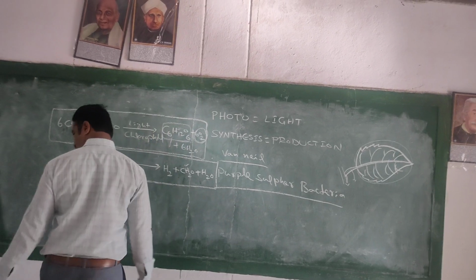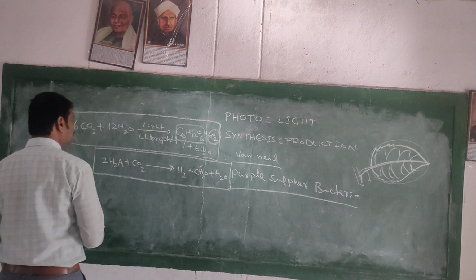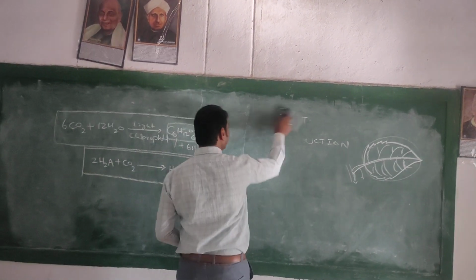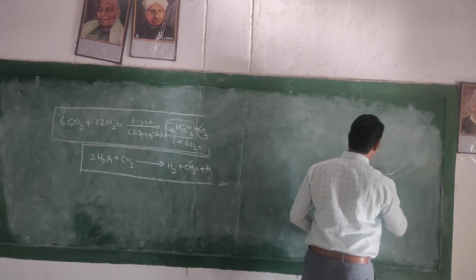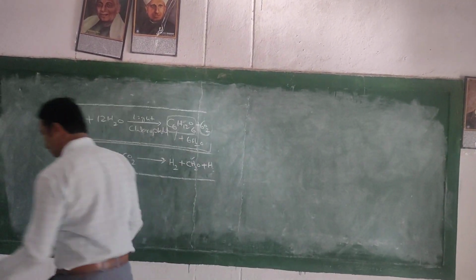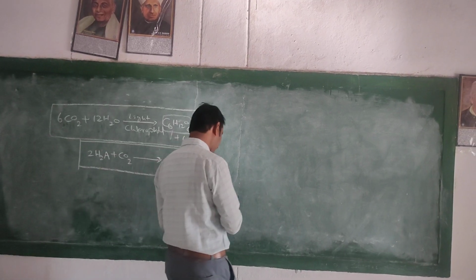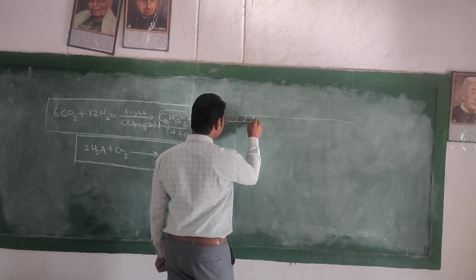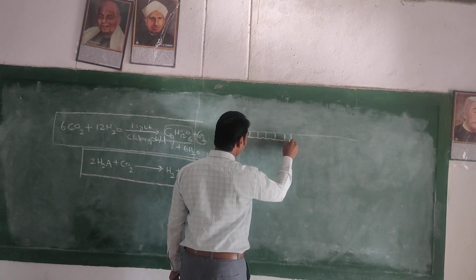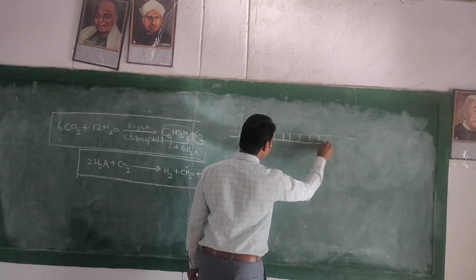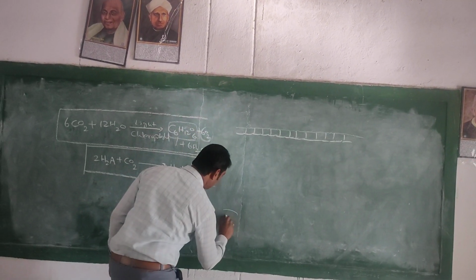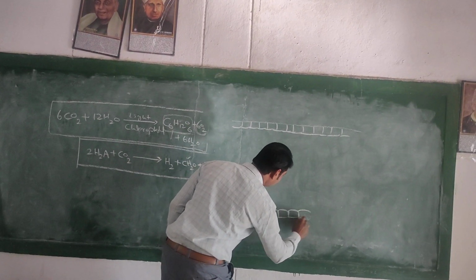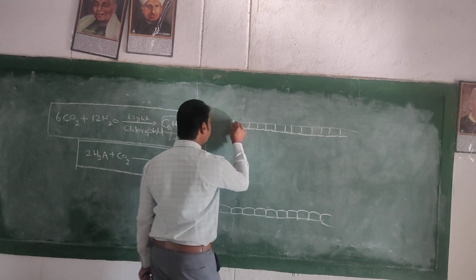When we look at the internal structure of the leaf, because for the mechanism of photosynthesis we need to see it, we have to take a TS, a transverse section of the leaf. We can see epidermal tissues on both sides of the leaf, the upper epidermis and the lower epidermis. Both epidermal layers are covered with a substance called cuticle.